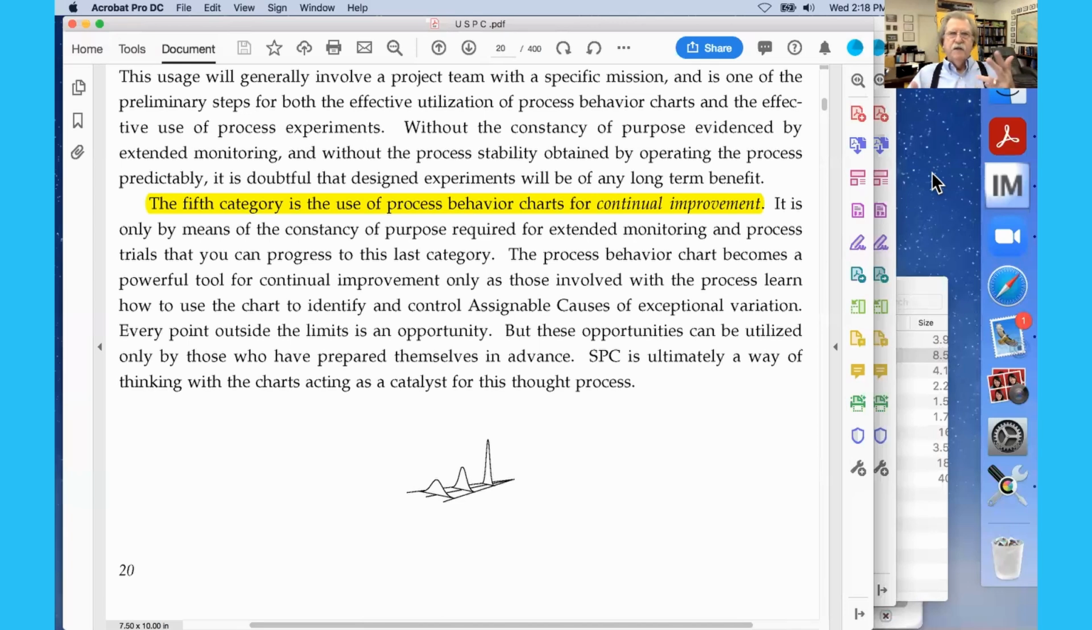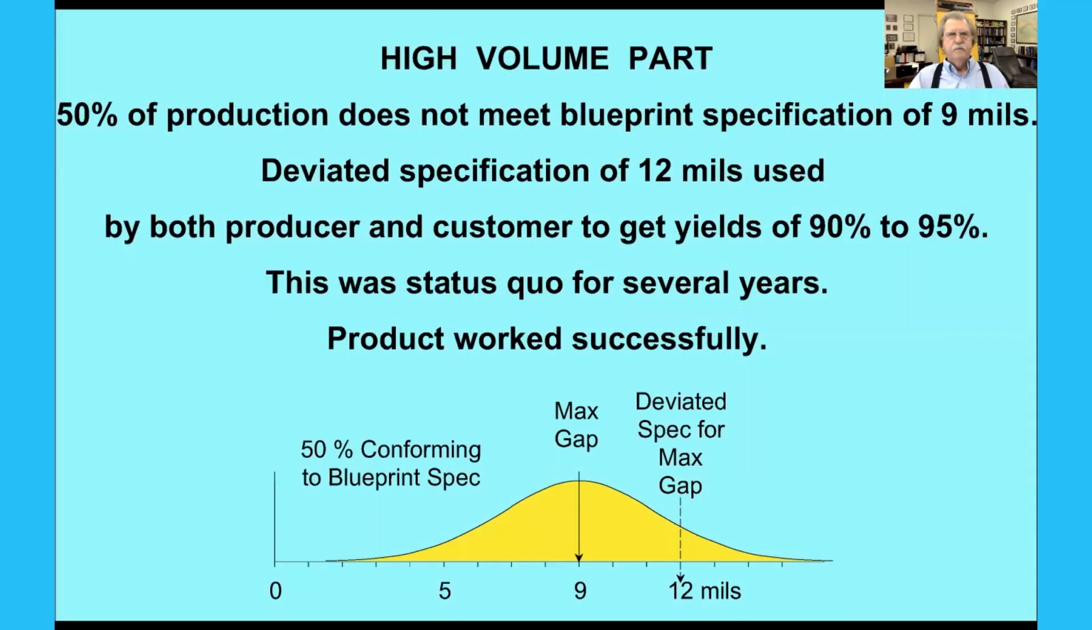So the difference between process adjustment and continual improvement is not in the chart. It's in what you do in response to the chart. We'll see examples of that when we get to chapter 7. Let's look at an extended monitoring example.